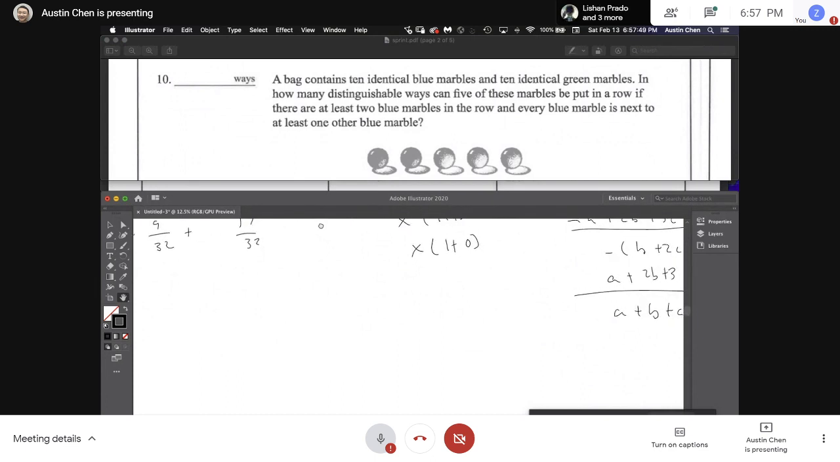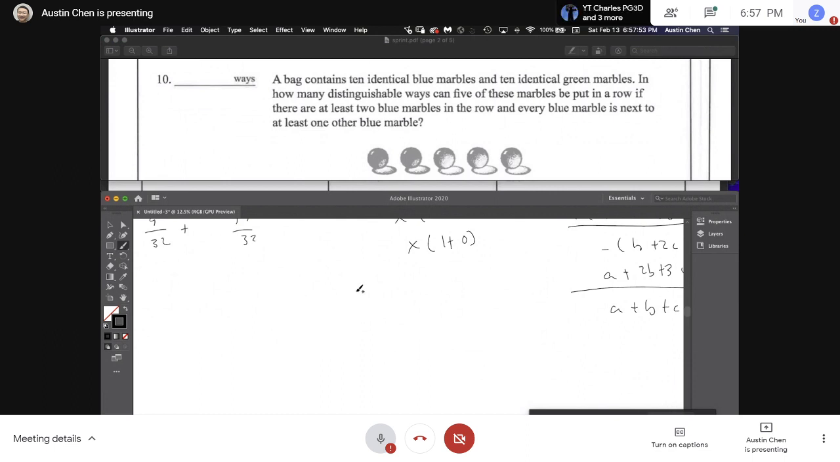Okay, so basically we have 5 marbles in a row, and we need at least two blue marbles in the row, and the blue marbles have to be next to at least one other blue marble. I'm not sure why it gives us that the bag contains 10 identical blue and 10 identical green. Again, that's unnecessary. We just want to find how many ways this can occur.